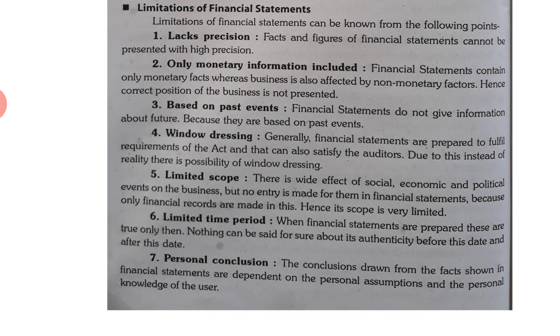So these two topics, utility and limitations, are important. Every year, or alternate year, they come in the examination for 4 to 5 marks. So you learn these two questions very well.